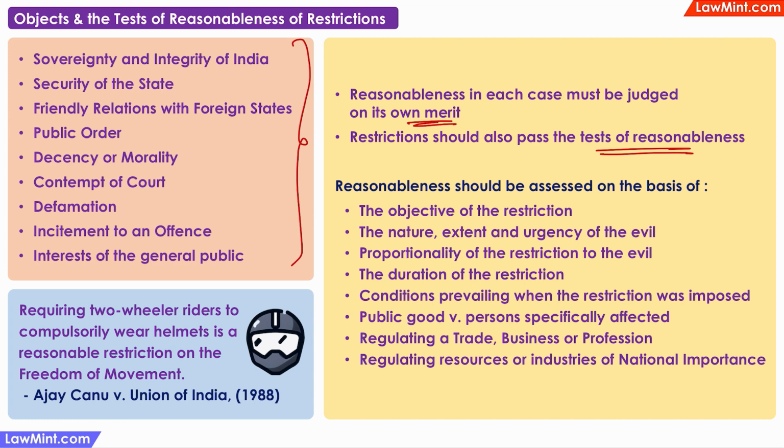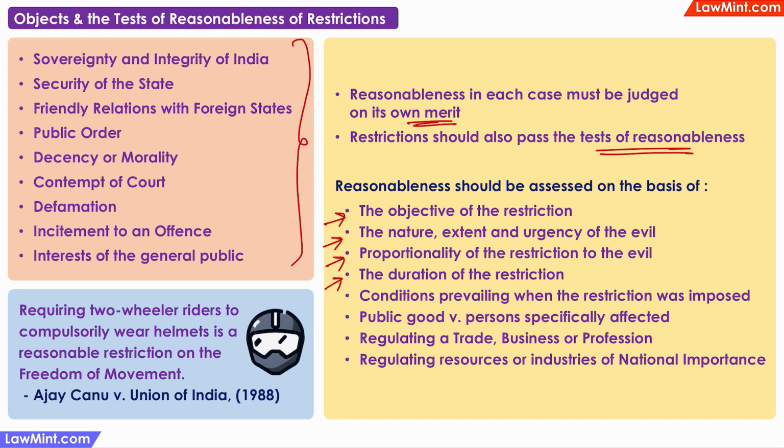Now these tests of reasonableness are essentially to check the objective of the restriction. Is it mentioned in the respective clause for the right? The nature, extent and urgency of the evil that is being addressed by this restriction. The proportionality of the restriction to the evil. For example, just because someone can misuse the internet, you cannot justify a complete ban on the internet. Such a ban will fail in the test of proportionality.